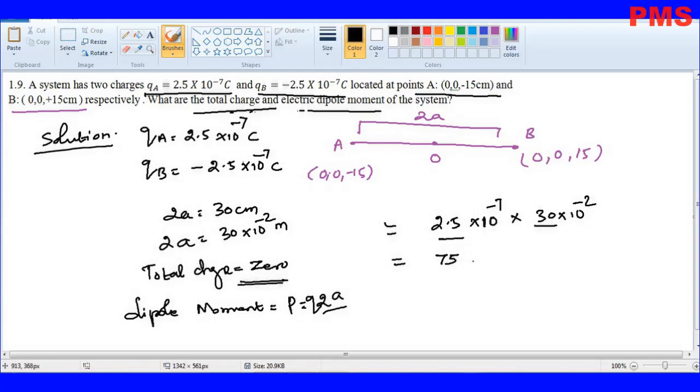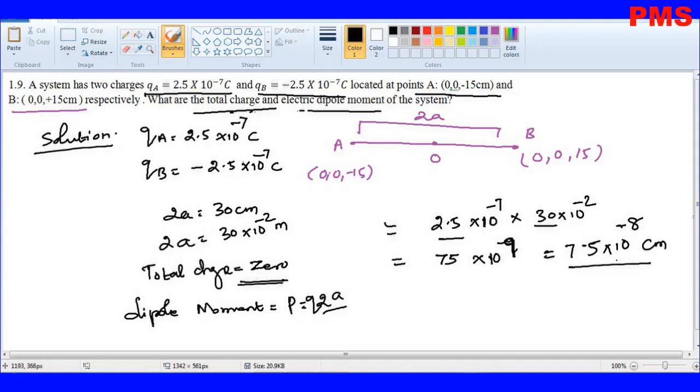2.5 times 30 gives 75 times 10 power minus 9 coulomb meter. We can convert it according to the system to 7.5 times 10 power minus 8 coulomb meter.